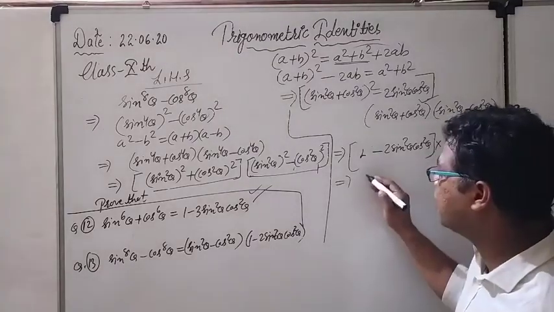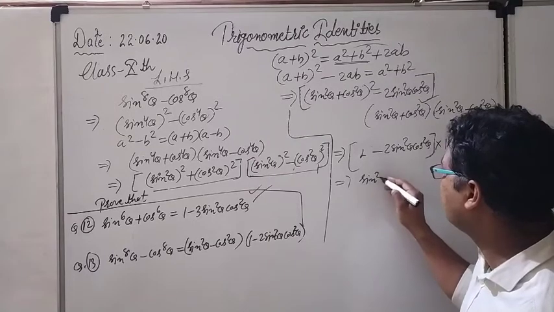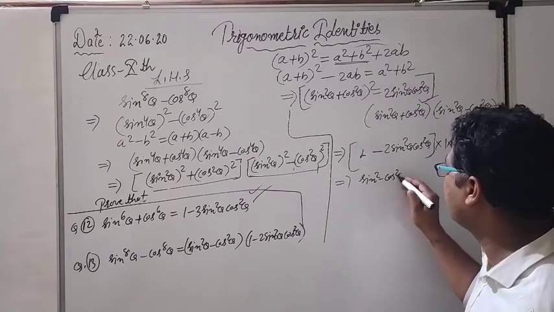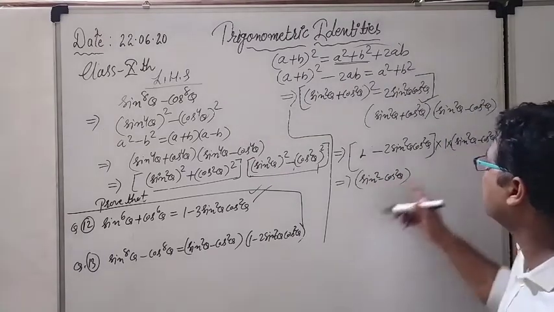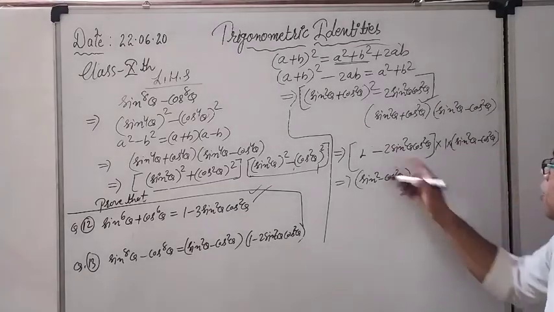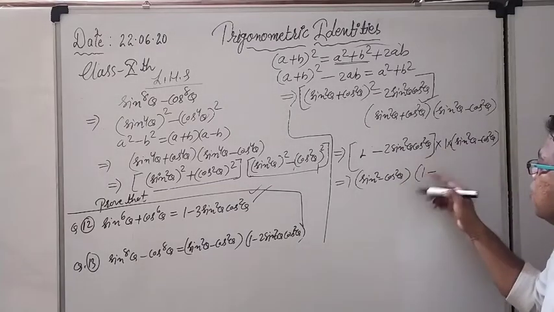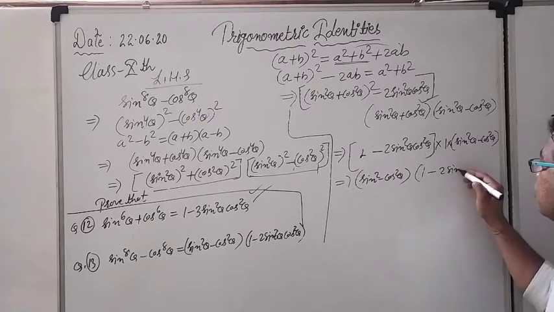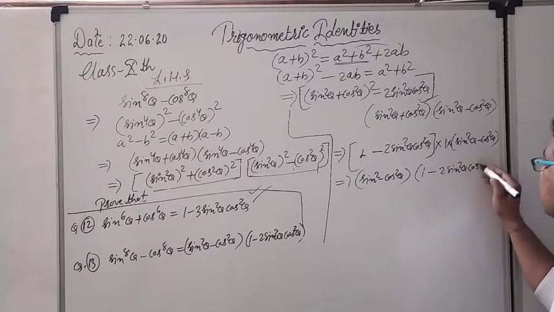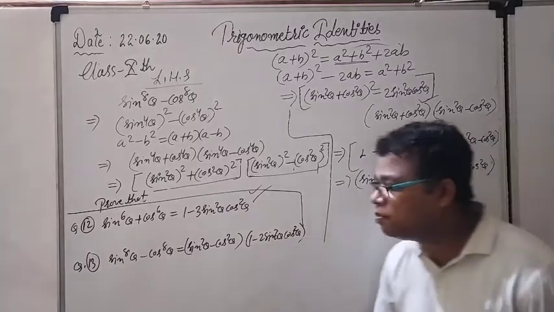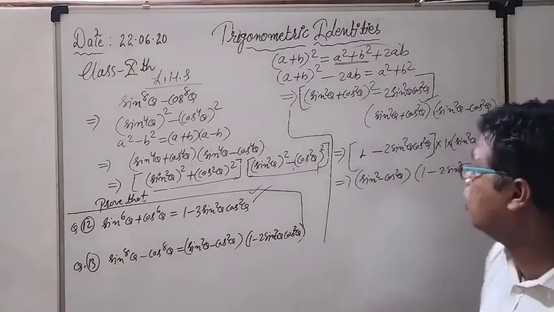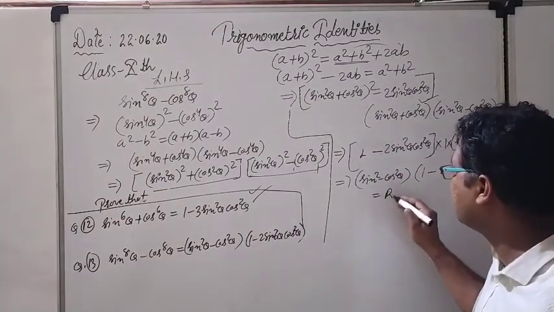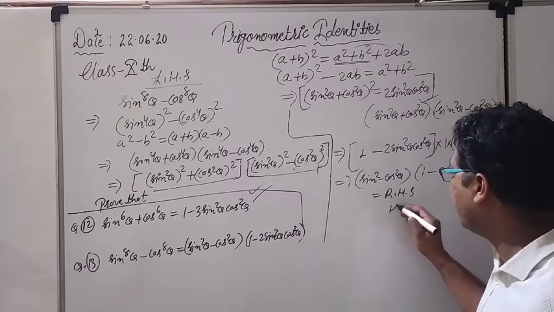So by proper arrangement we can write sin square theta minus cos square theta. This particular term I am going to write here, and this particular term I am going to write in the small bracket, 1 minus 2 sin square theta cos square theta. If you match the things, I have got the same thing which I had to prove. So from here I can say this is equal to the right hand side, and hence proved.